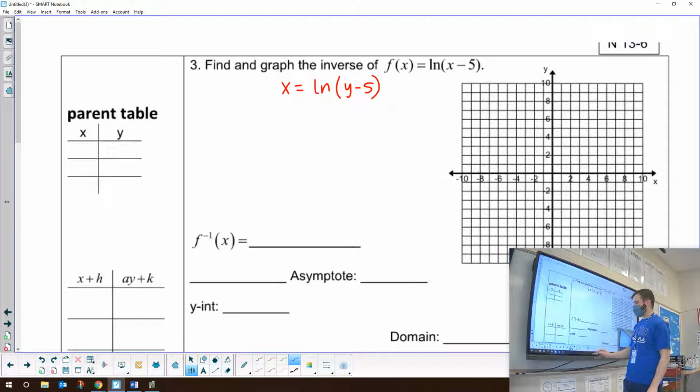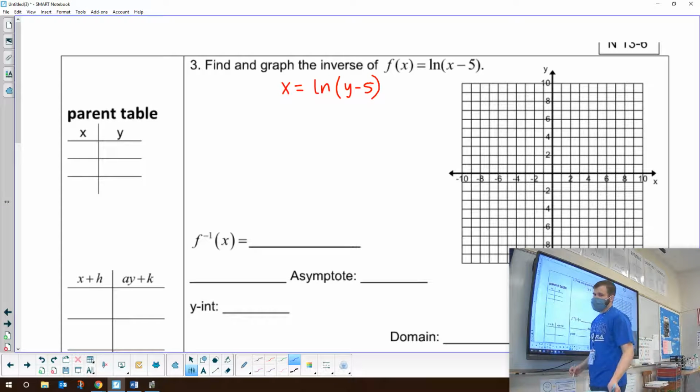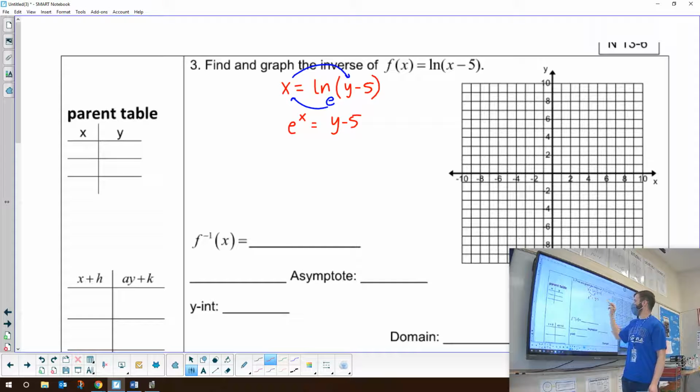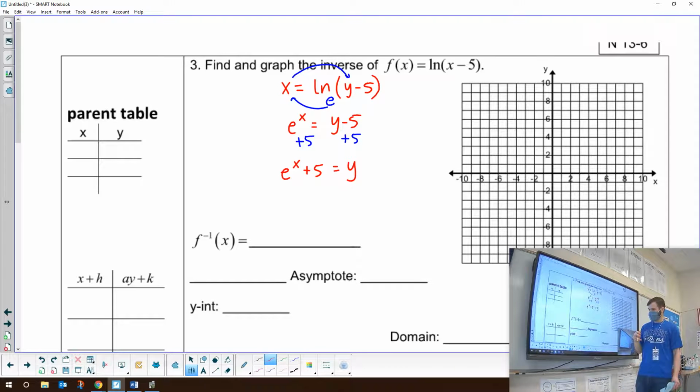To find the inverse, we're going to have to rewrite this. To rewrite a natural log, we're going to have to use a base of e. So we're going to go e to the x equals y minus 5. Then we can just add 5 to both sides. And we can have e to the x plus 5 equals y.